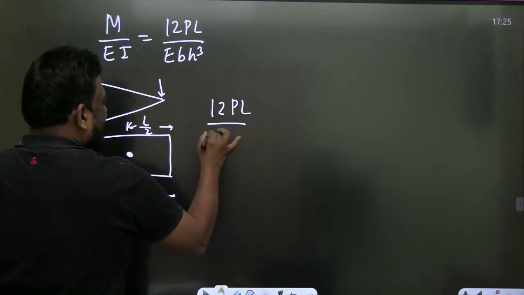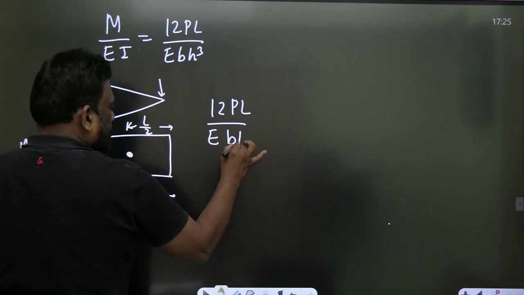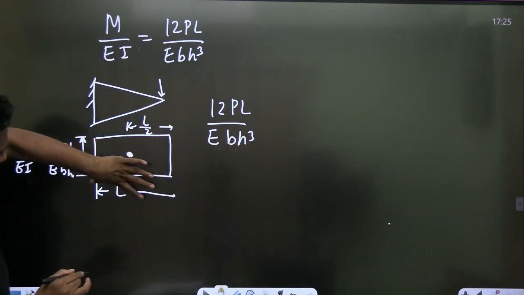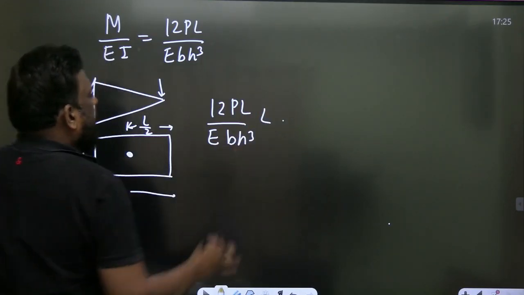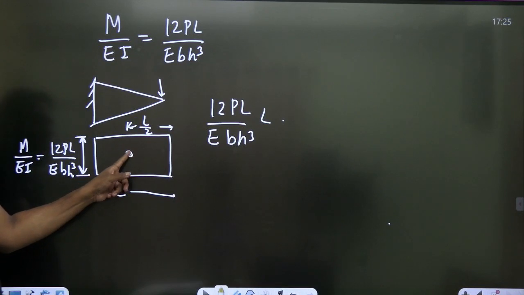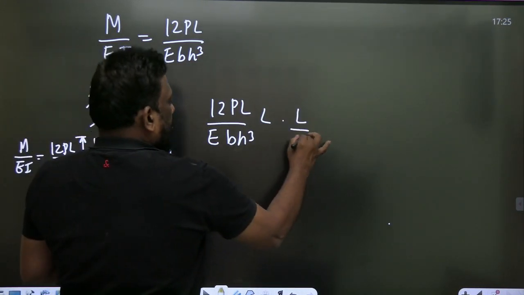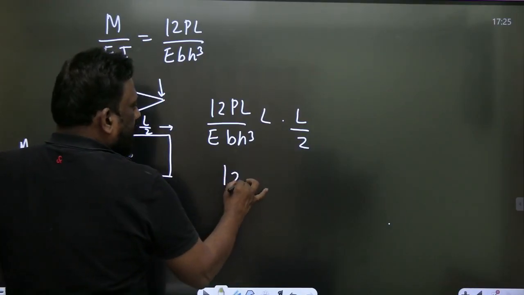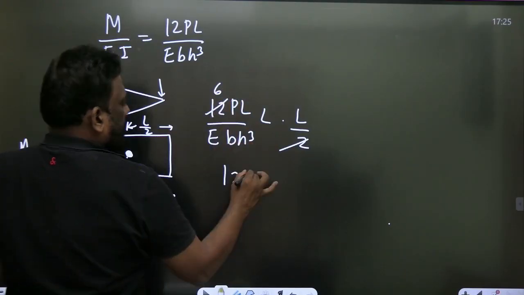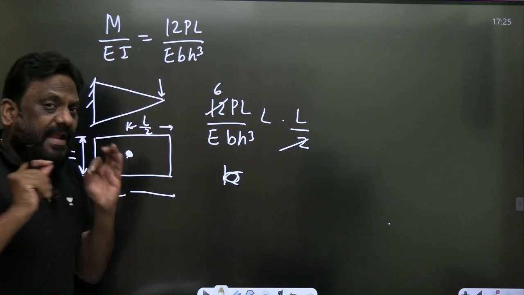तो इस एरिया का what is the area? 12 P l by E b h cube is this length, width is l. इस एरिया का मोमेंट लेना. So CG कहाँ है इस एरिया का? l by 2. So therefore into l by 2. This will be equal to 12, ये तो 6 हो जाएगा सर.